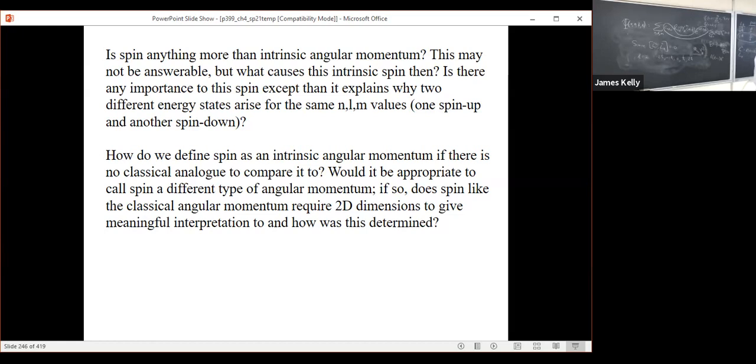Would it be appropriate to call spin a different type of angular momentum? If so, does spin, like the classical angular momentum, require two dimensions to give a meaningful interpretation to, and how was this determined? Yeah, I mean, that's a good question. In other words, since it doesn't have anything to do with space, could we have had a spin 1/2 particle that lived in one dimension?